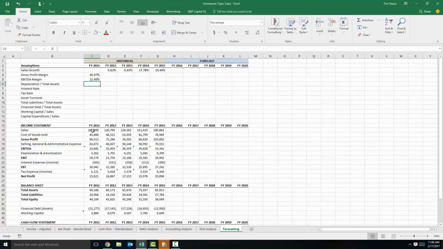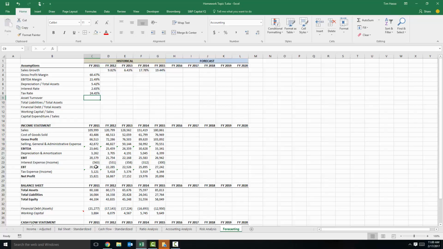Your depreciation to total assets effectively tells you how much your depreciation and amortization expenses are in relation to your total assets. So C21 divided by C29. We then have the interest rate, and the interest rate is effectively whatever you have in interest expenses right now, or in our case income, and we divide it by the financial debt of the firm. So C23 divided by C33. We then have the tax rate, and the tax rate is our current year's tax expense divided by the earnings before tax. So C25 divided by C24.